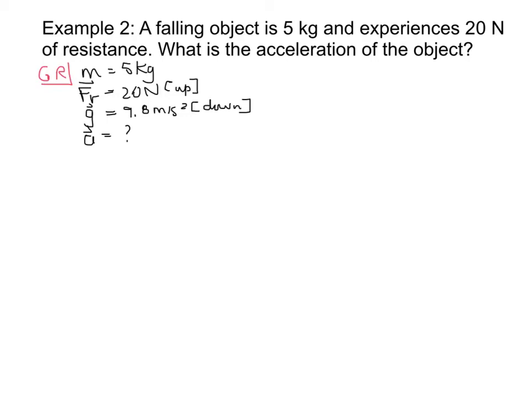Example 2 is a falling object is 5 kilograms and experiences 20 newtons of resistance. What is the acceleration of the object? Okay, so this time we have a falling object, so it still must have gravity acting on it. And we're told in the question that there's a resistance force, and resistance always opposes motion, right? And we've kind of already established that the motion is downwards, so it must be accelerating downwards since it's falling.